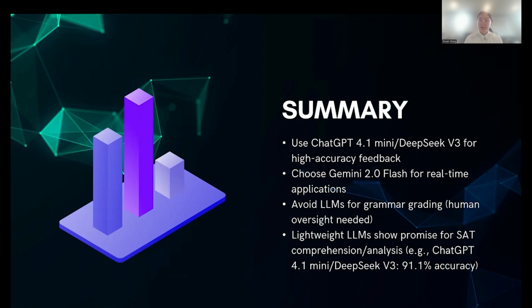So to summarize the results, you should use ChatGPT 4.1 Mini or DeepSeek V3 for high accuracy feedback. If you want faster feedback, you should use Gemini 2.0 Flash. You should generally avoid LLMs for grammar grading unless you can have human oversight. And lightweight LLMs show promise for SAT comprehension or analysis, because ChatGPT and DeepSeek both had pretty high accuracy.